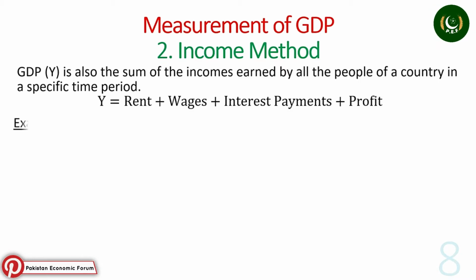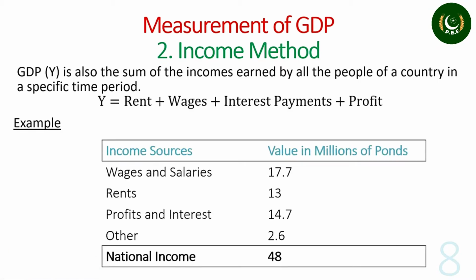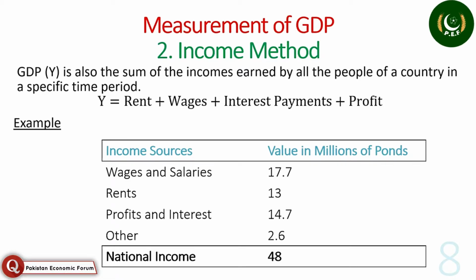In this example, we show the GDP of England and Wales in million of pounds. The wages and salaries worth 17.7 million pounds, rents were worth 13 million pounds, profit and interest accumulatively worth 14.7 million pounds, and other miscellaneous kinds of income were worth 2.6 million pounds. Adding all of them, we get 48, which is our national income or GDP.